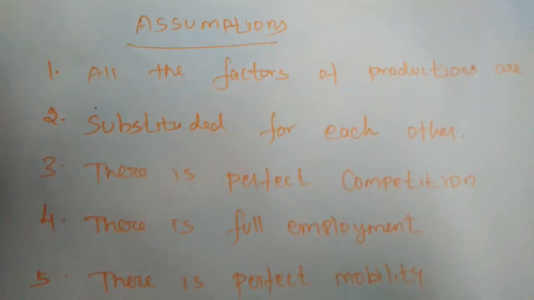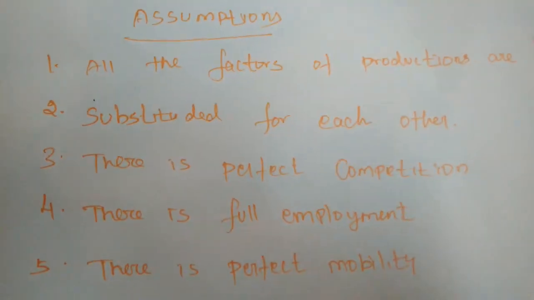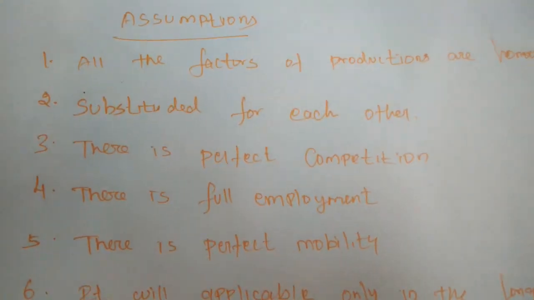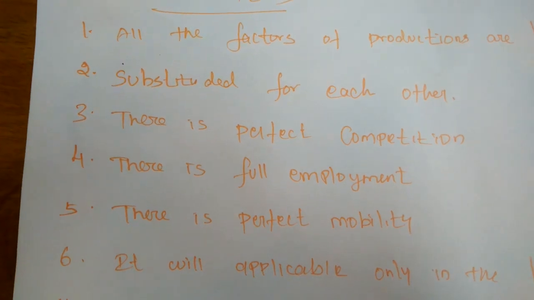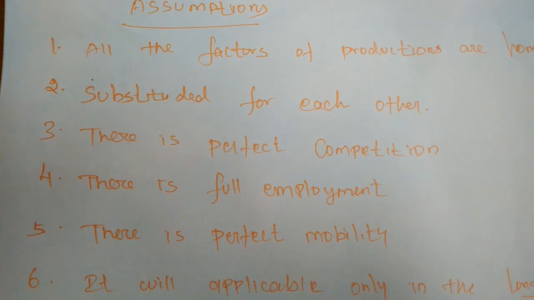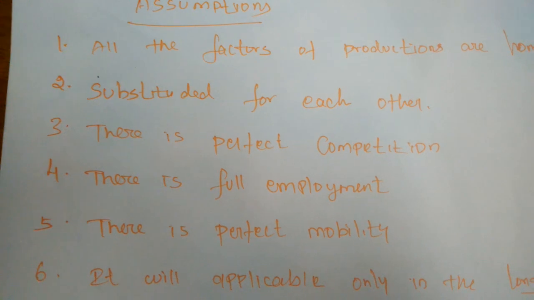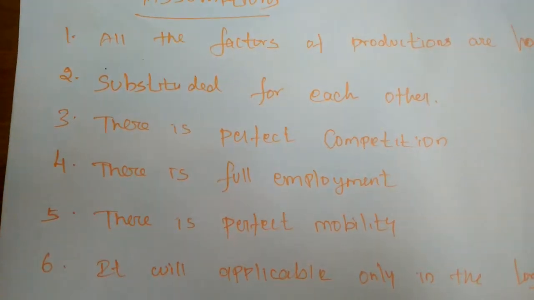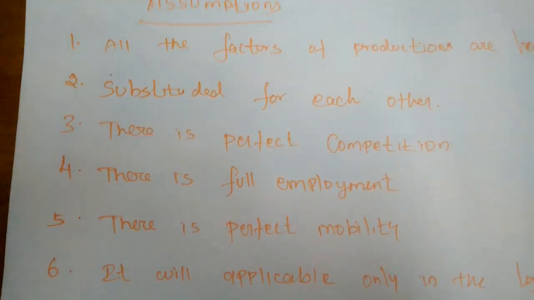Next, assumptions. Before understanding this theory, we must consider the following assumptions. The first assumption is that all the factors of production are homogeneous. That means the units of each factor will be the same. If you consider labor, all labor will have the same productivity power. All these factors of production are homogeneous.